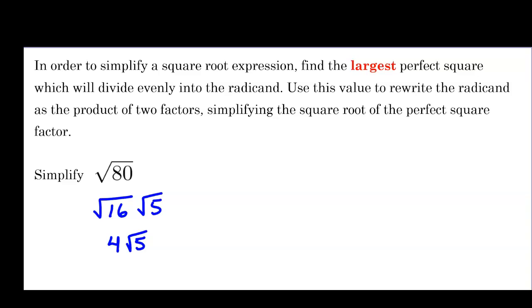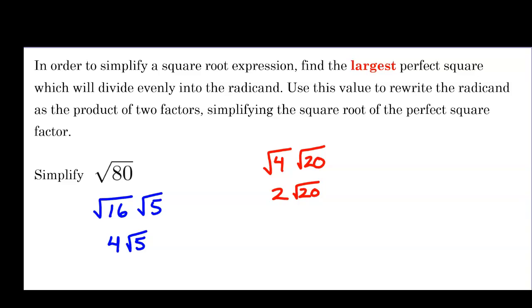Now, what if we chose a perfect square factor, but it was not the largest perfect square? So for instance, here, what if we tried to do 4 and 20? That is a factor pair of 80. 4 is a perfect square. If we simplify, we would get 2 square root of 20, which does not match the answer of 4 square root of 5. But we're not wrong. We're halfway to the final answer.